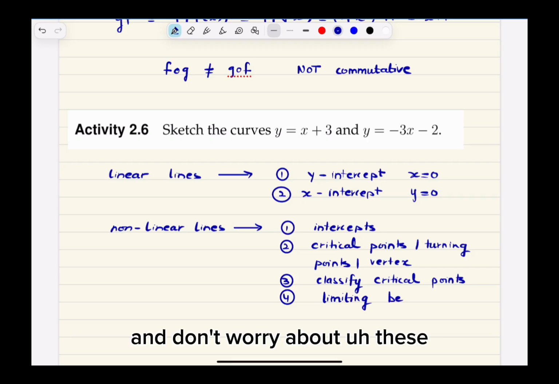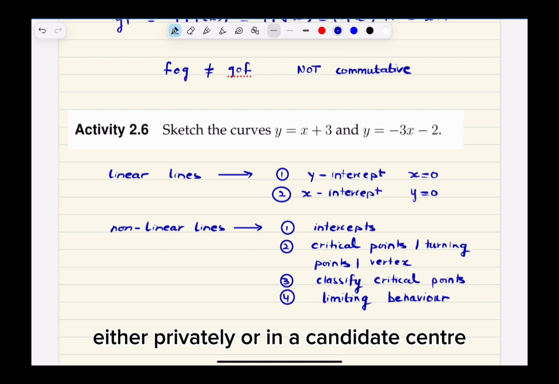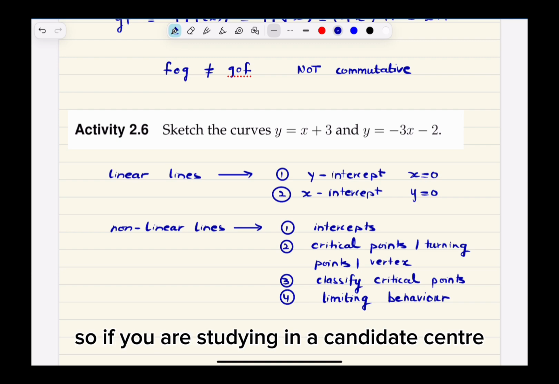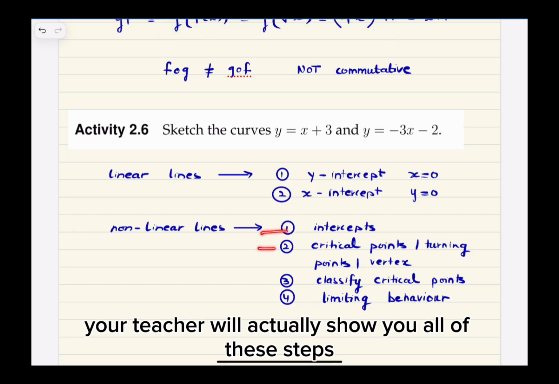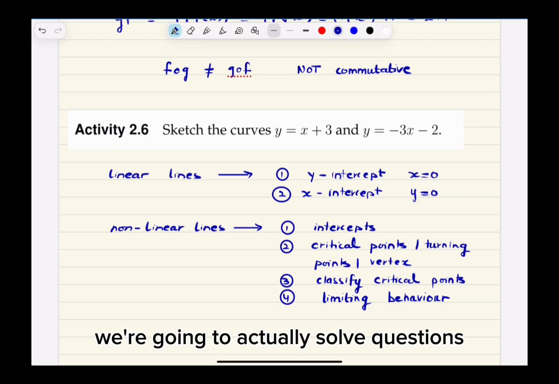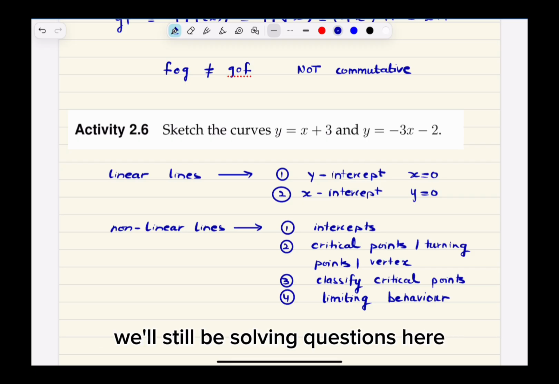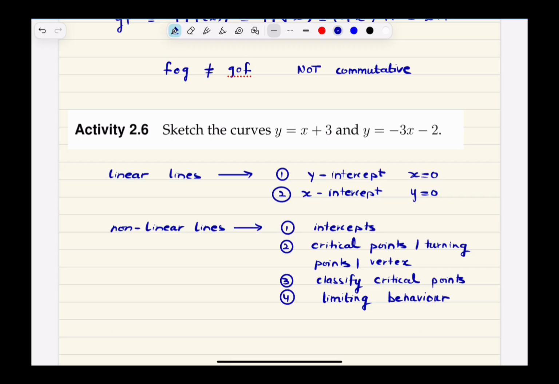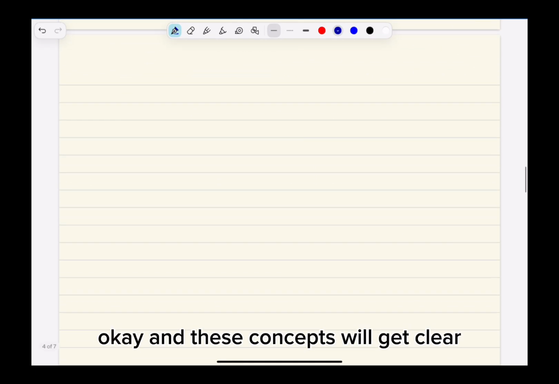Don't worry about these. If you are studying in a candidate center, your teacher will actually show you all of these steps. And don't worry, we are going to actually solve questions. So even if it's not covered in your class, we'll still be solving questions here, and these concepts will get clear.